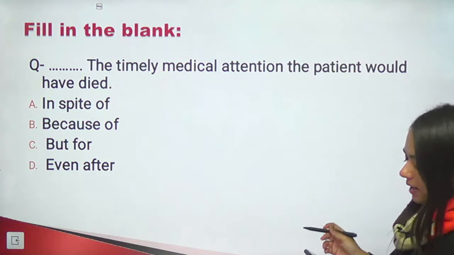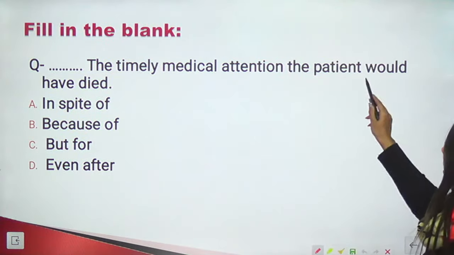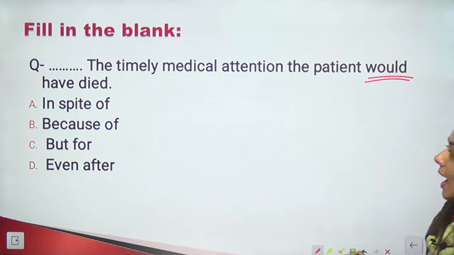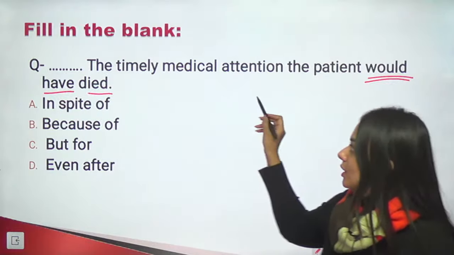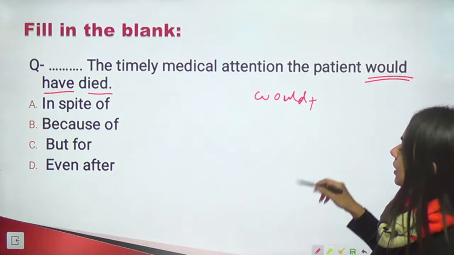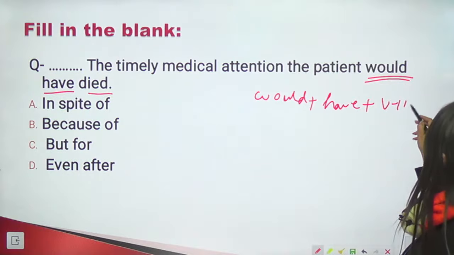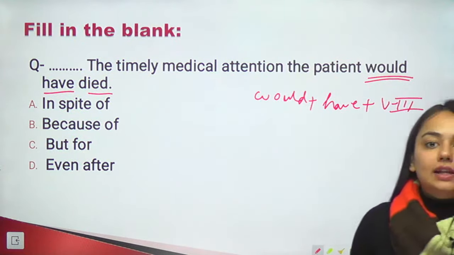Now, there are some points that you need to be careful of here. One, they are using would. The timely medical attention the patient would have died. Would have died. So, they are using would, right? They are using have with it, and they are using verb's third form. So, what does this bring us to? It's a future perfect tense.